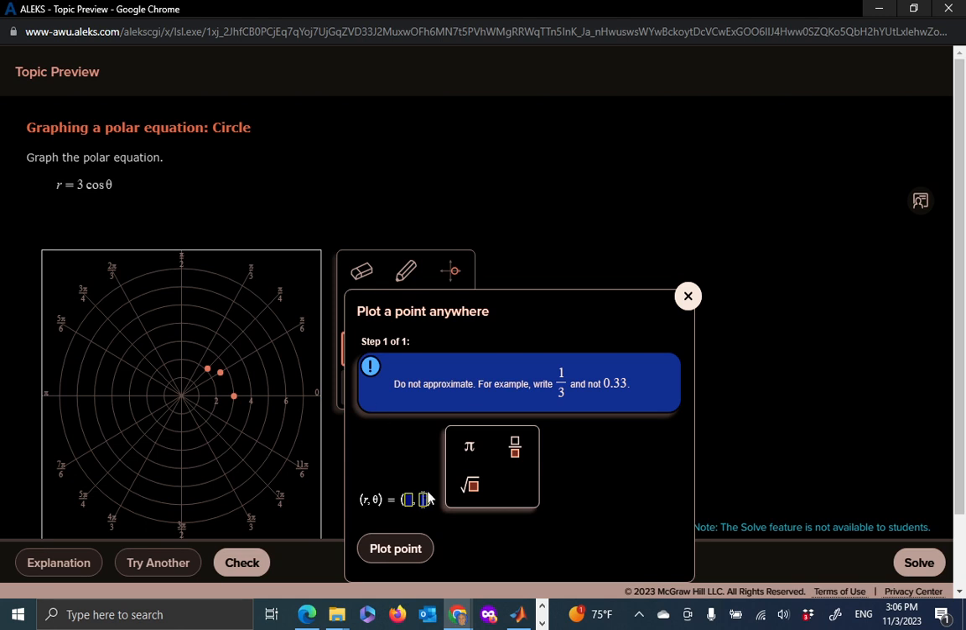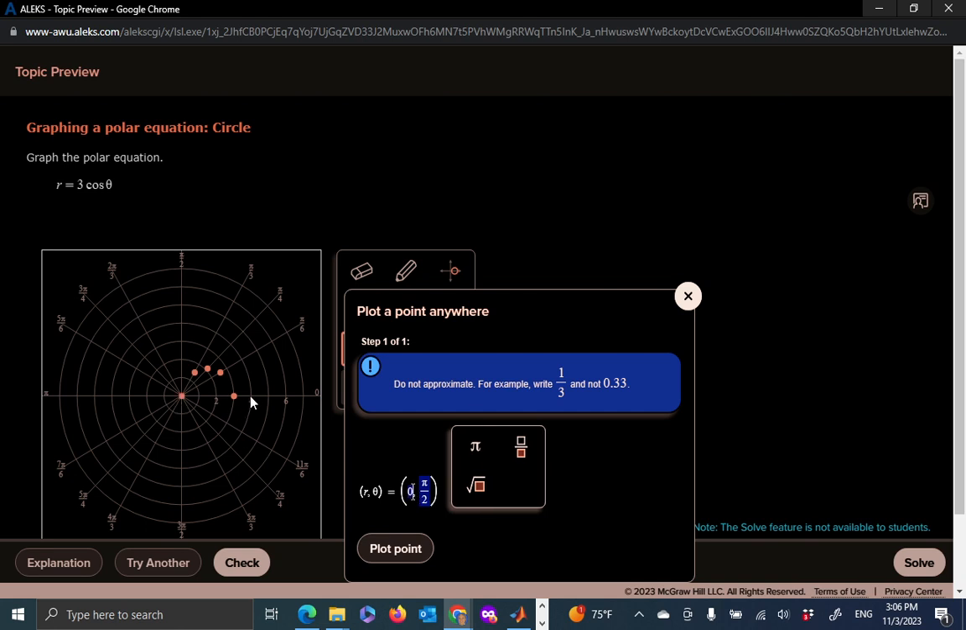Now let's go to pi over 3. The cosine of that, luckily, is a rational number, 1/2 times 3. It's going to be 3/2. So that's another point that I have. At pi over 3, our distance out was 3/2. How about pi over 2? So I go here, pi over 2. Cosine of pi over 2, of course, is 0. Multiplied by 3 is still 0. So that is where we are landing.